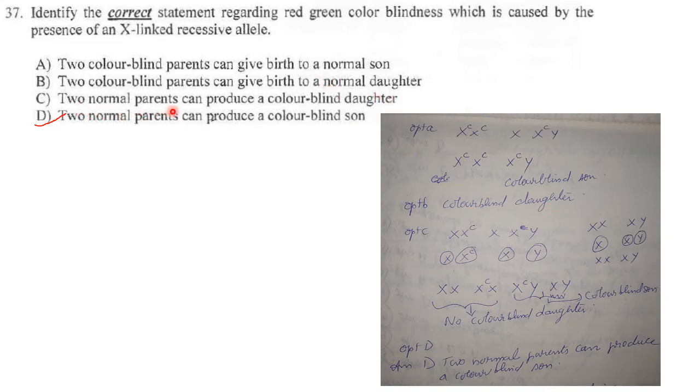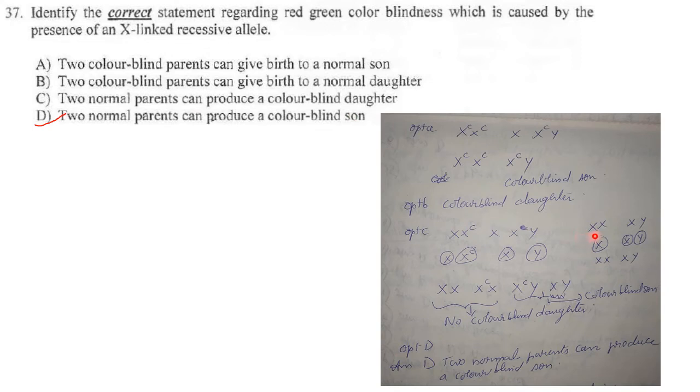Then 2 normal parents can produce a colorblind daughter. So these are the 2 normal parents. So female will be either heterozygous or will not be a carrier of that particular gene. So males are normal, so they will be XY only. So if the female is heterozygous, then she will produce 2 types of gametes, and upon crossing you will get no colorblind daughter but only carrier daughter. So 2 normal parents can produce a colorblind daughter, so that is also wrong.